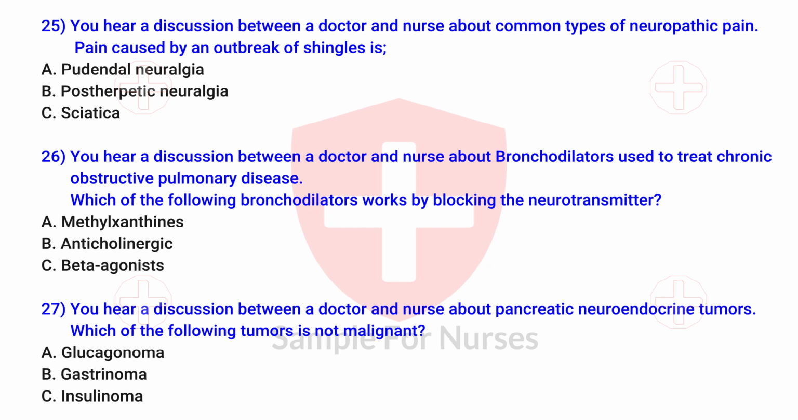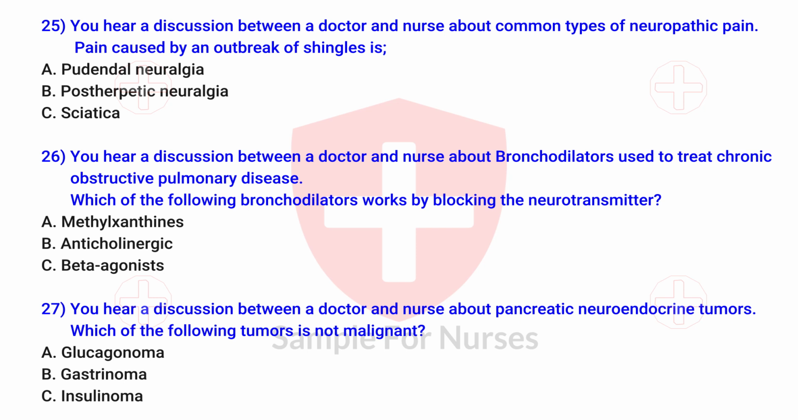Doctor, what are the various types of pancreatic neuroendocrine tumors? There are different kinds of functional pancreatic neuroendocrine tumors. Gastrinoma usually forms in the head of the pancreas and sometimes forms in the small intestine. Most gastrinomas are malignant. Insulinoma forms in the head, body, or tail of the pancreas.